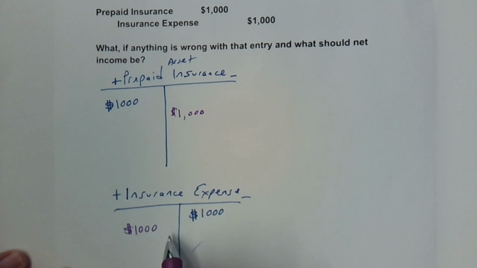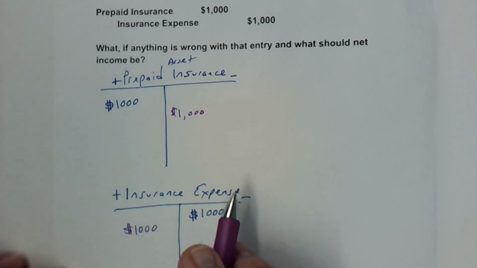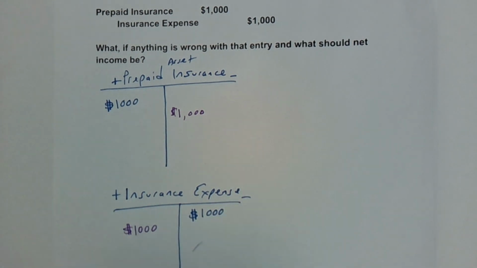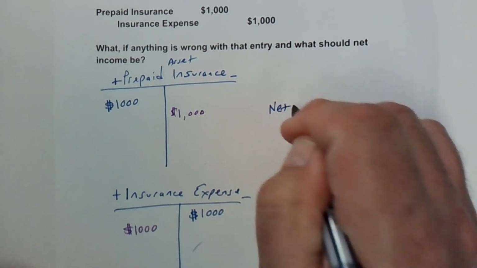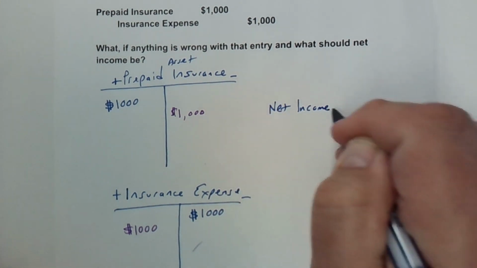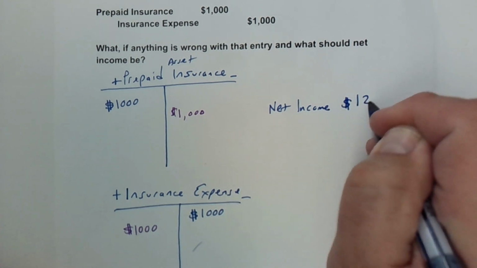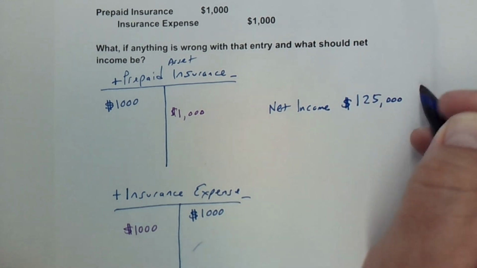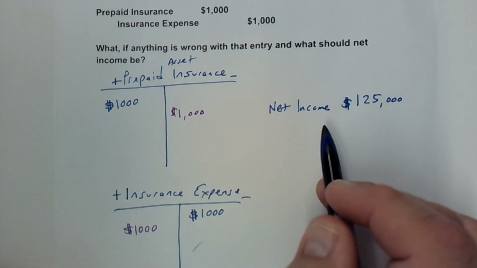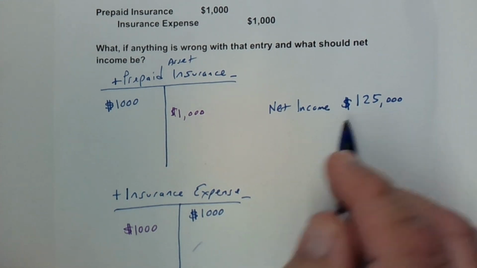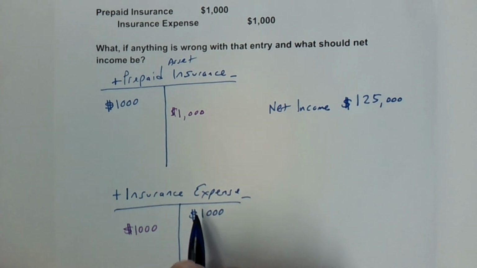So let's look at what we've got to do to correct this. Again, we are told that our net income is $125,000. And net income, of course, is going to be our revenues minus our expenses. So our expenses here were recorded incorrectly. In fact, because we credited the expense instead of debiting it, our expenses are too low. We've understated our expenses. Our expenses should be higher. So let's look at this.